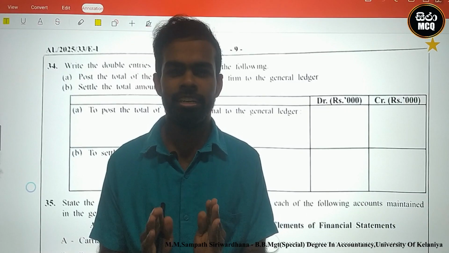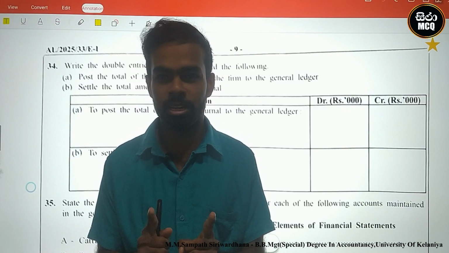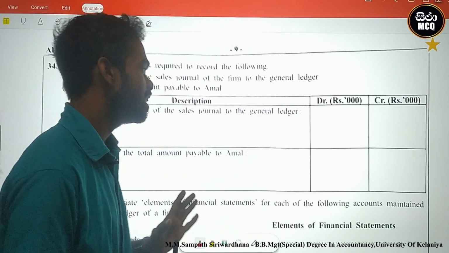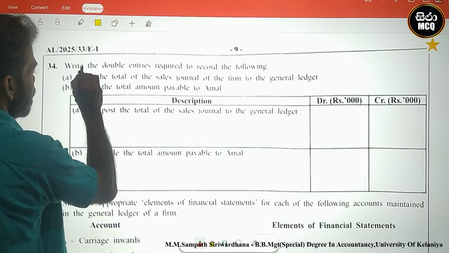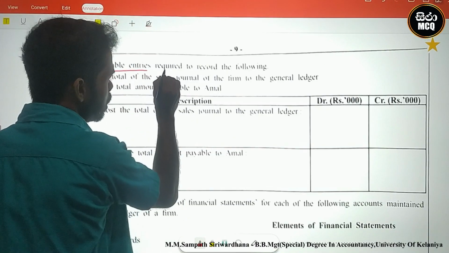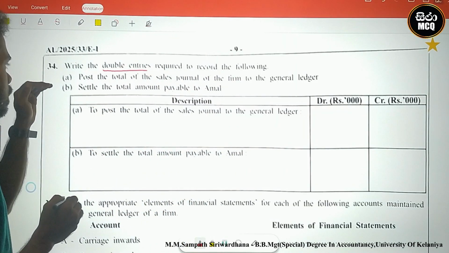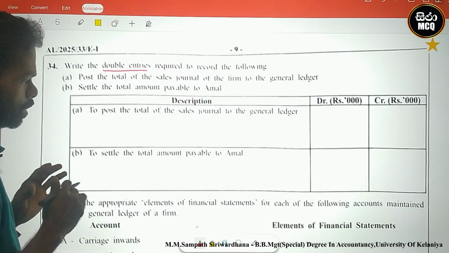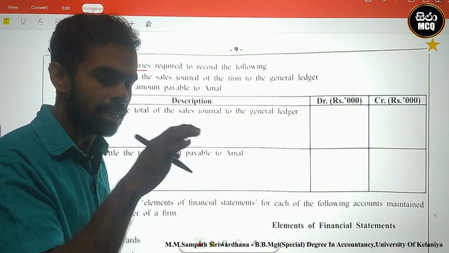Today we discuss advanced level A-level accounting paper 2025 question number 34. Look here, the requirement is journal entries. Write the double entries required to record the following. There are two guidelines. We must write the double entries. Double entries means credit and debit.